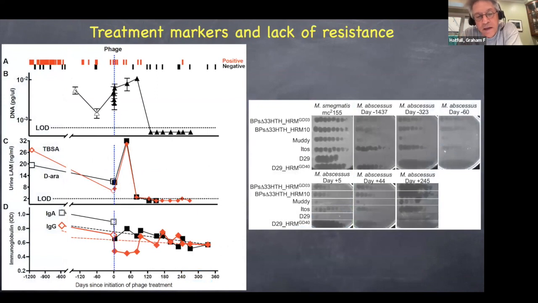This was a helpful case in part because there was a series of biomarkers that could be used to follow during the course of the infection, which tells us a little bit how the patient has responded.